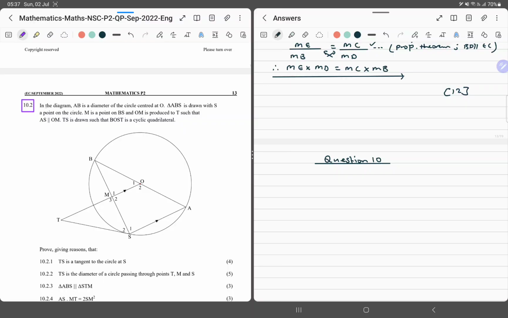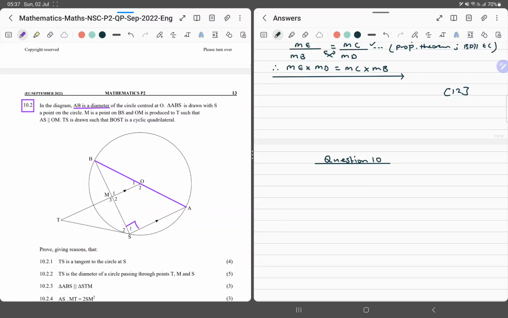Now, what are we told here? In the diagram, AB is a diameter. So once you're told the diameter of a circle centered at O, so this is the diameter. So what do we know about a diameter? It subtends a right angle at the circumference. All right, not a problem. That's number one.